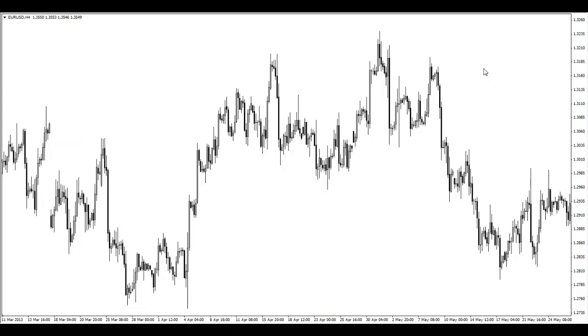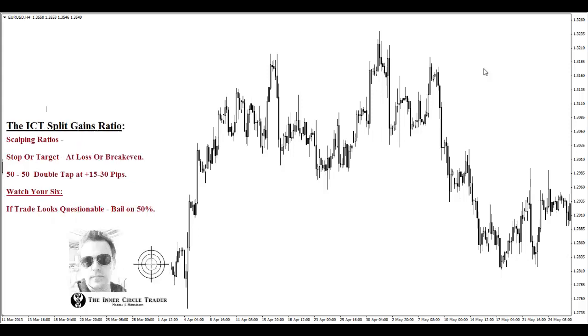Okay, moving on to our last ratio. This is scalping ratios. Again, this is for 15 to 30 pips range, that type of trading.